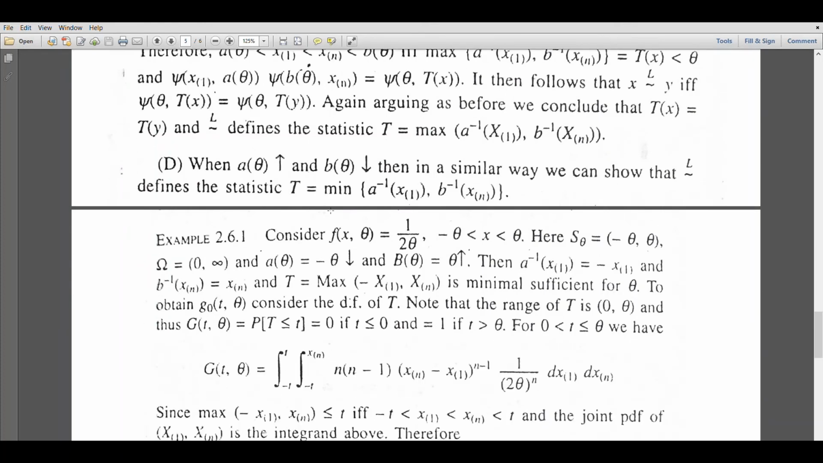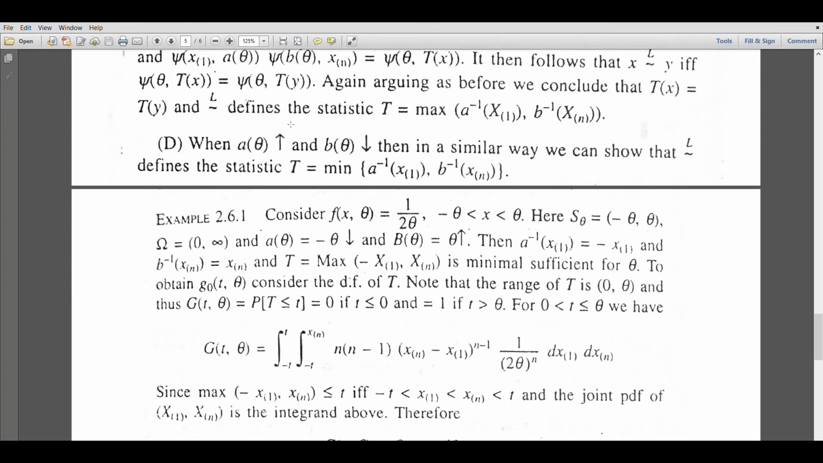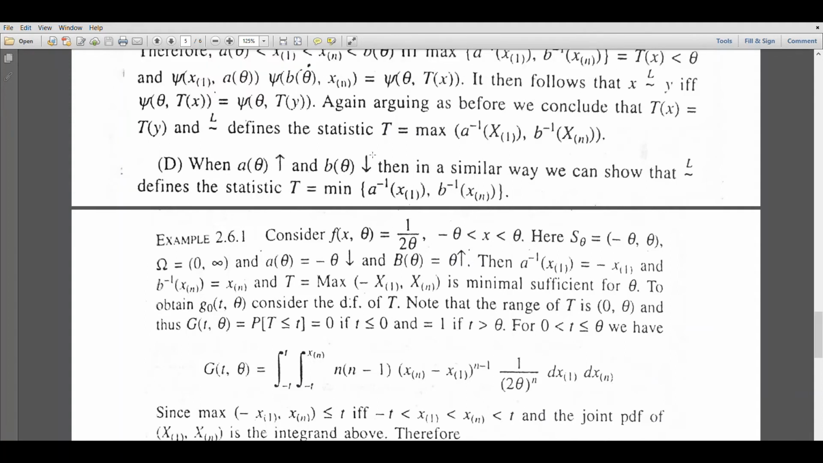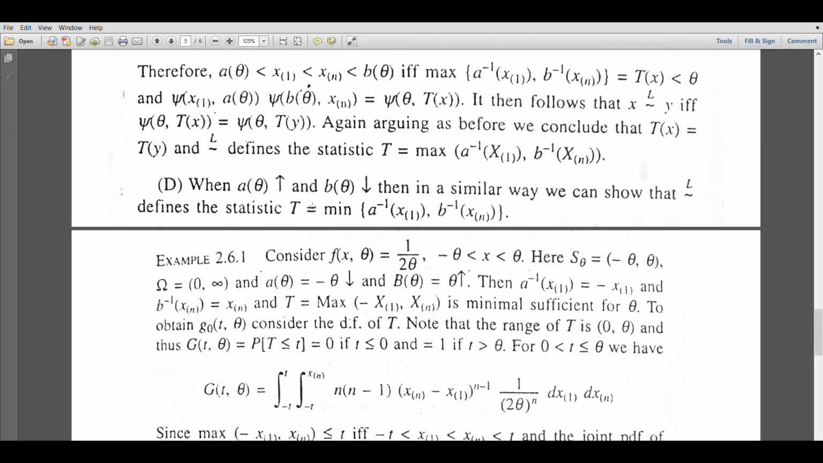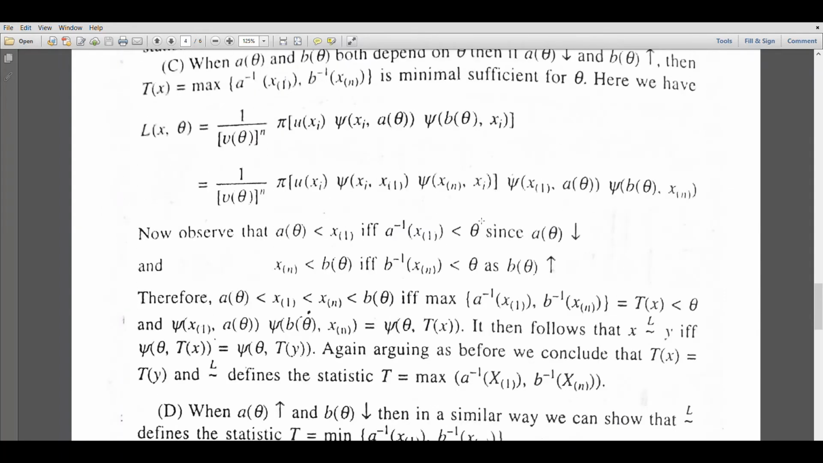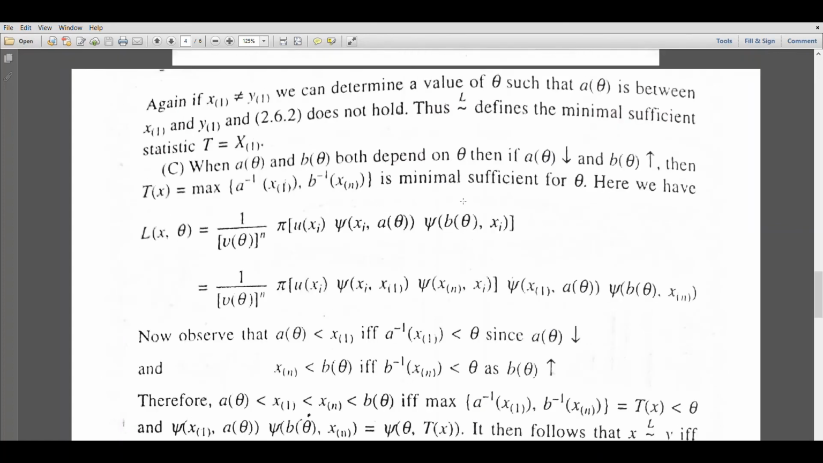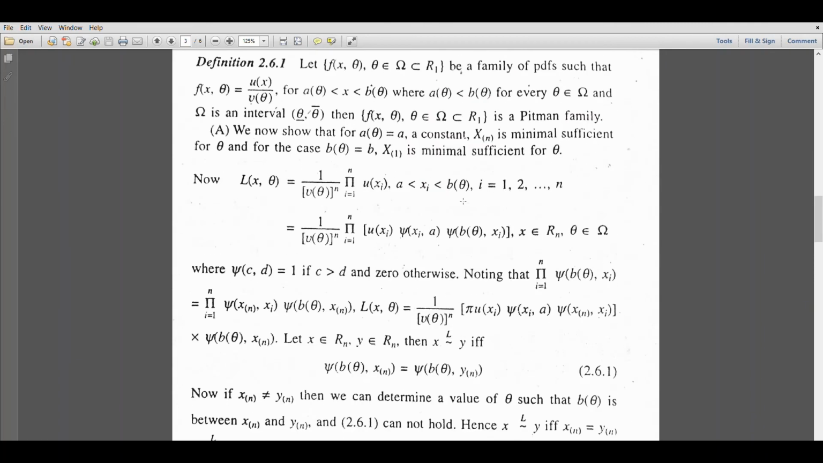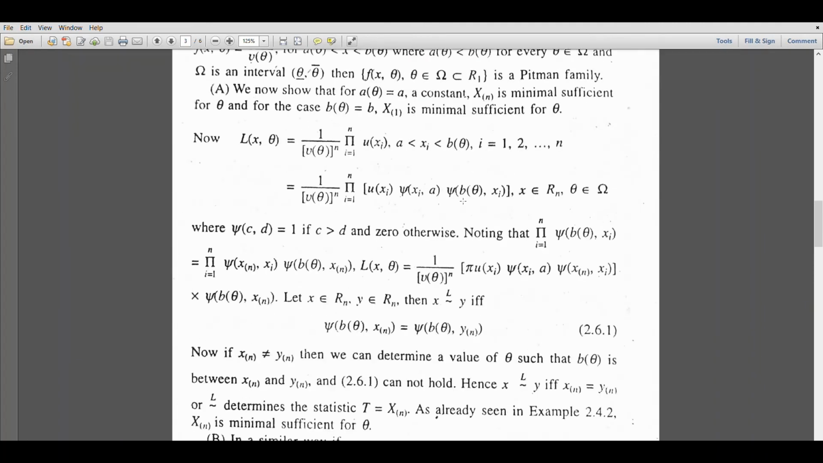Then the fourth case is when a of theta increases and b of theta decreases with theta. In that situation, the minimal sufficient statistic capital T is equal to the minimum of a inverse of x1 comma b inverse of xn. So here in this video we have discussed four situations. Where the lower limit a of theta is a constant and b of theta depends on theta, in such a situation our minimal sufficient statistic is given by the maximum order statistic xn.